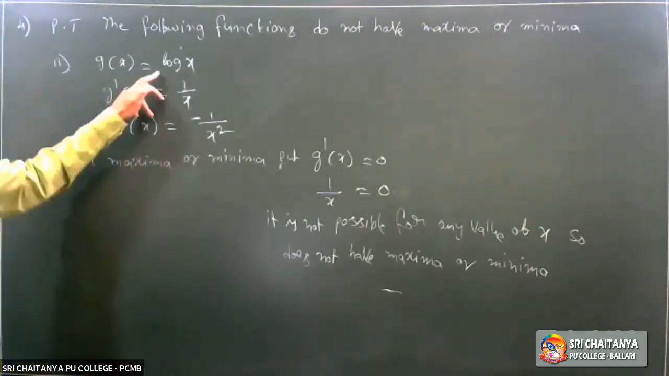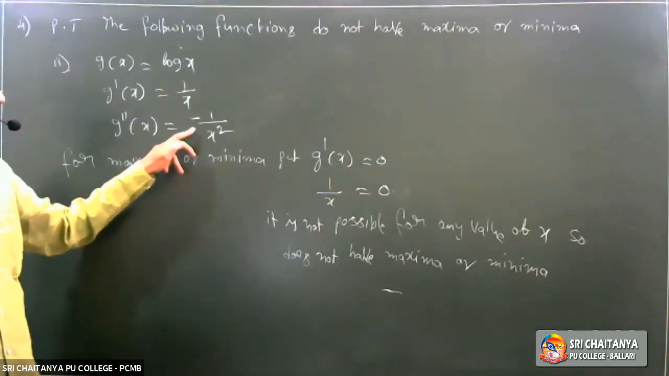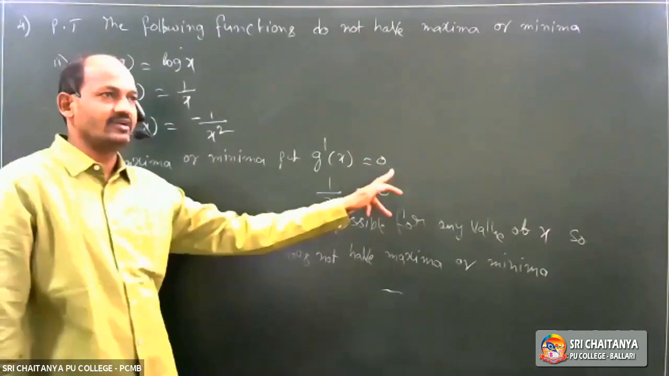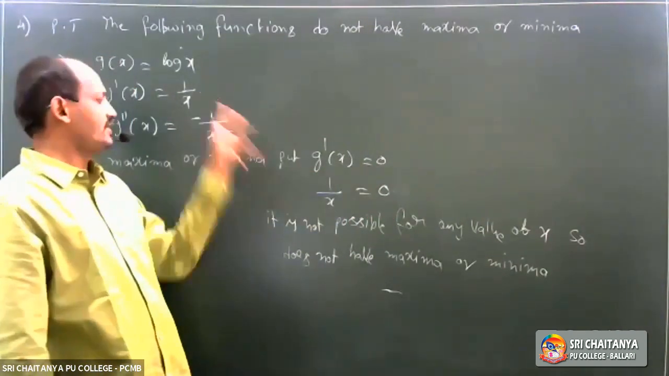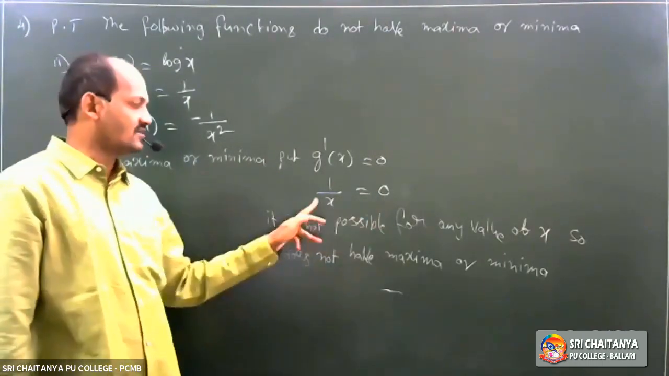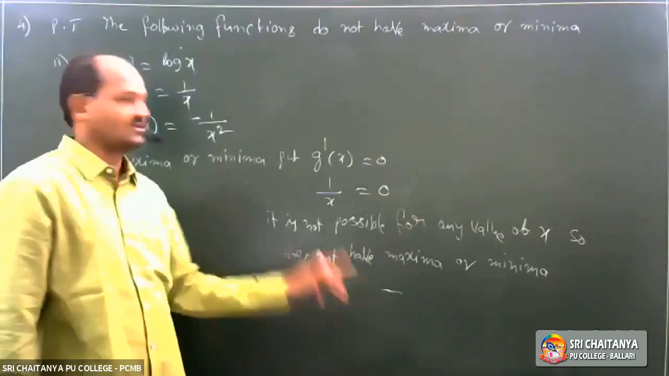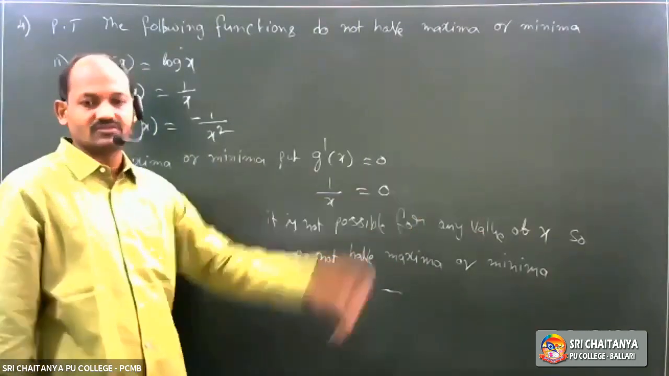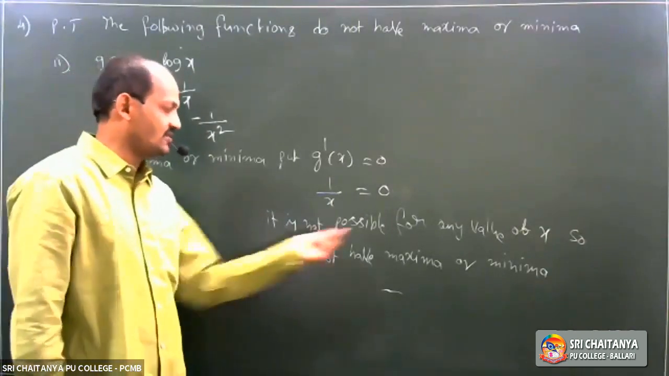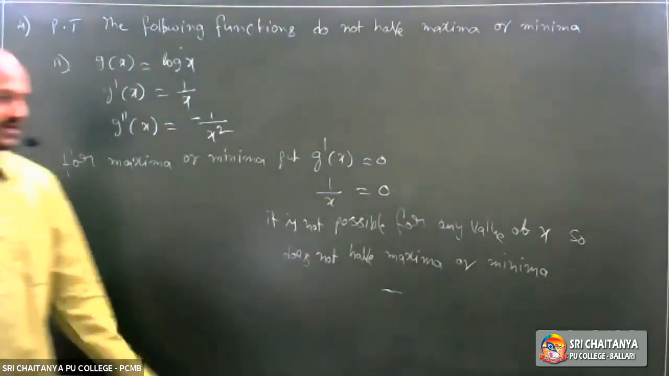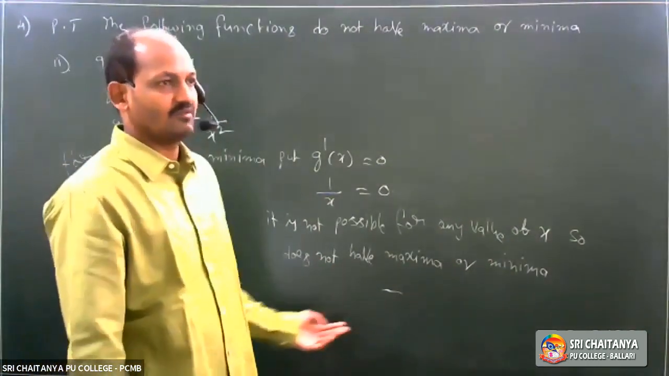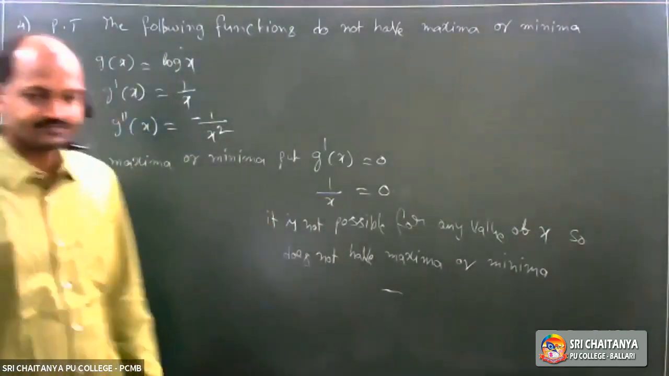The derivative of log x is 1 by x. Again, the derivative is minus 1 by x square. For maxima or minima, first derivative equal to 0. Here, first derivative is 1 by x. This 1 by x equal to 0 is not possible for any value of x. By cross multiplication, it is 1 equal to 0, which is not possible. So the given function does not have maxima or minima. Write down.